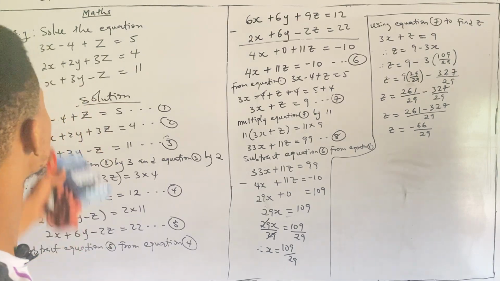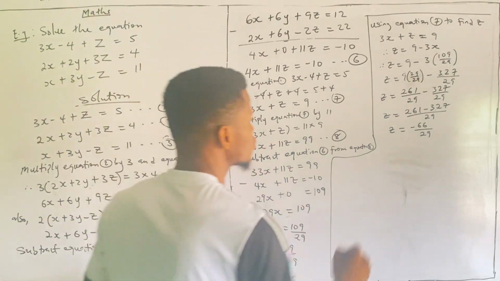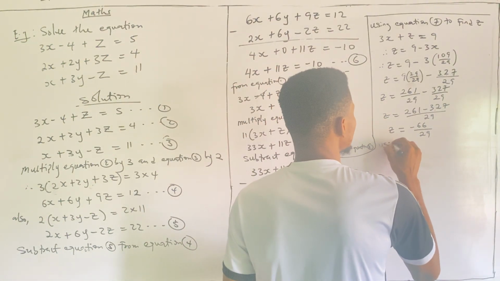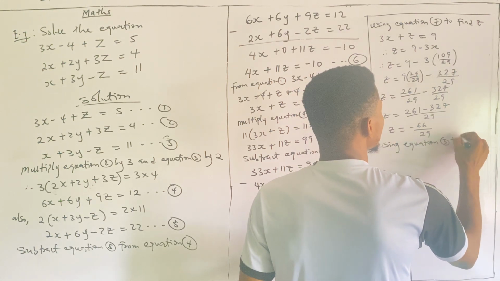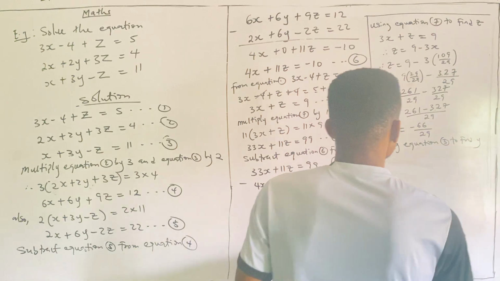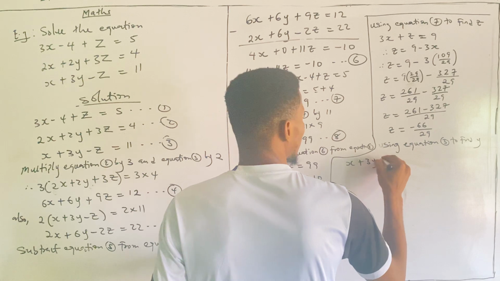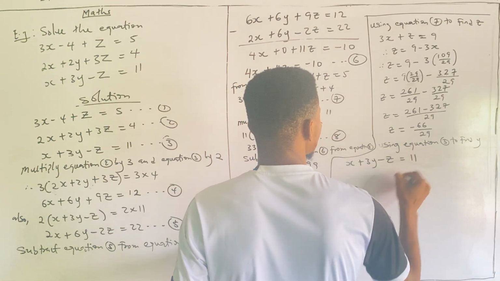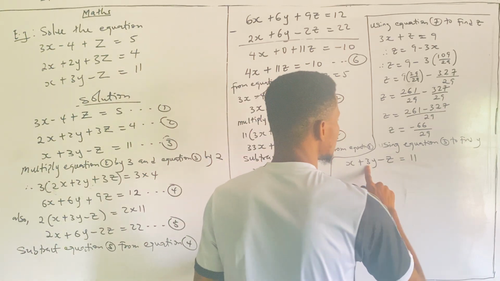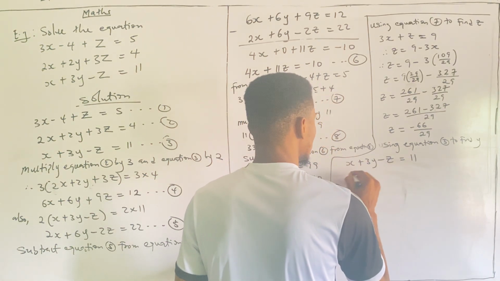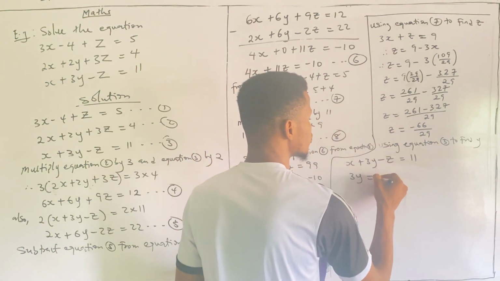So we can use any of the equations to find y. So we can use equation 3, alright? Using equation 3 to find y. Our equation 3 says x plus 3y minus z equals 11. So at this point we can leave 3y here and take everything else outside. We already have 11 here, right?